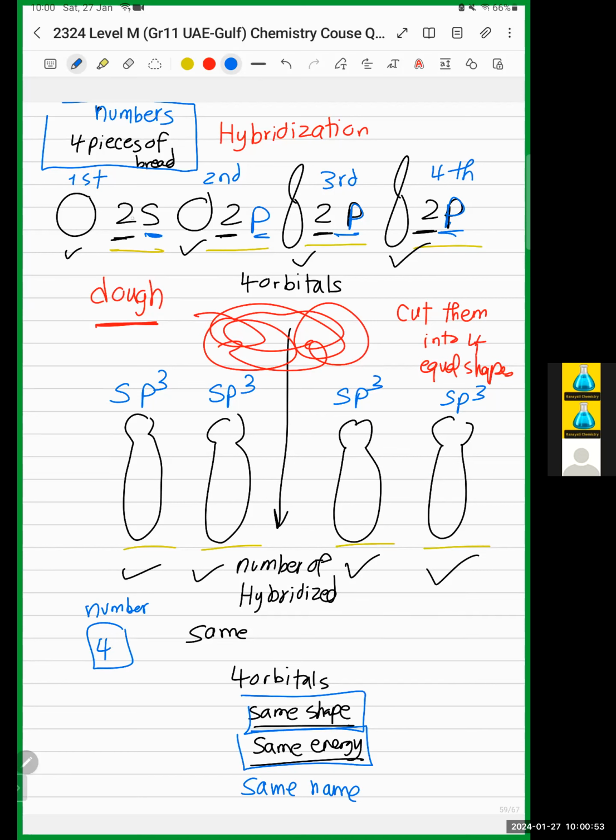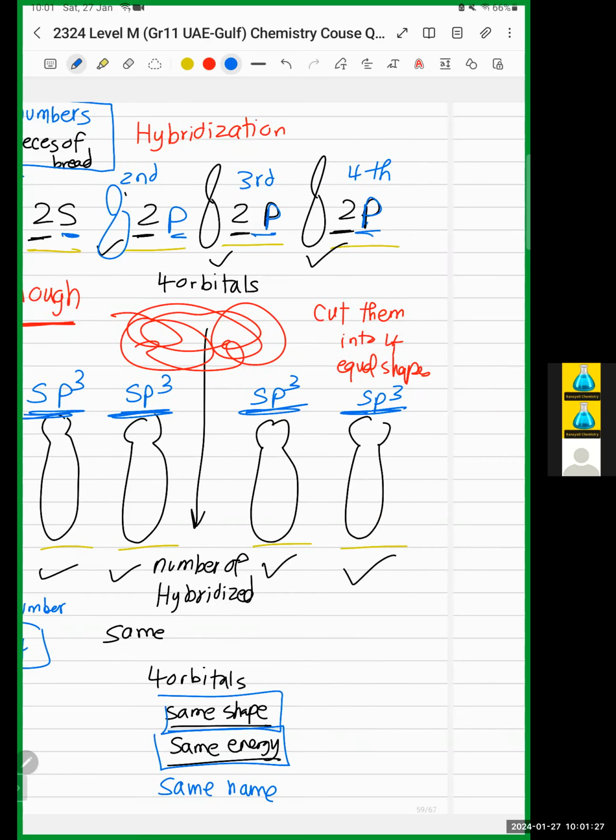The difference is now the name is the same. The names were 2s, 2p, 2p, 2p. The name now is sp3, sp3, sp3, sp3. And the shape was different. 1 was spherical and 3 were dumbbell shaped, because 1 was s and 3 were p. Now the shape is the same. The shape now is a mix between the spherical and the dumbbell shaped, but it is the same shape. The energy was different. S has small energy and P has big energy. Now the energy is the same for all of them.